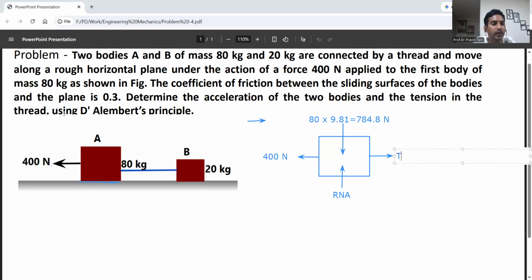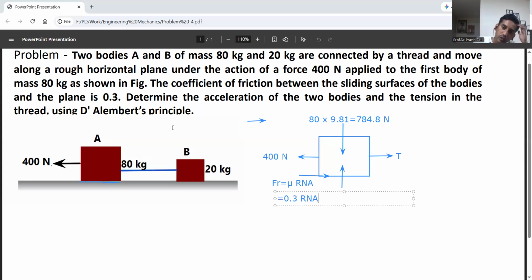The friction force acts opposite to the direction of motion of the body. The body is moving towards the left side, which means the friction force acts towards the right side. This friction force Fr is equal to mu Rn, where mu is given as 0.3, so 0.3 into Rn.